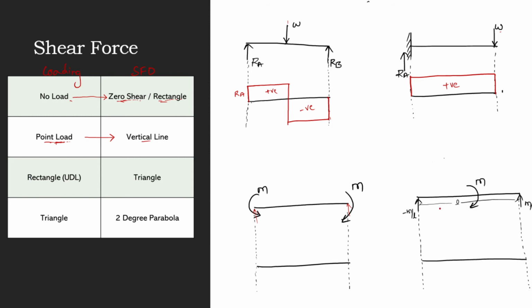and this beam will now have reactions, one is minus M by L, the other one is plus M by L. So in this case you will have a shear force diagram. So this is minus M by L, so it is like pointing downwards. If there is a point load, there will be a vertical line. If the point load is acting downwards, the vertical line will be going downwards as well.